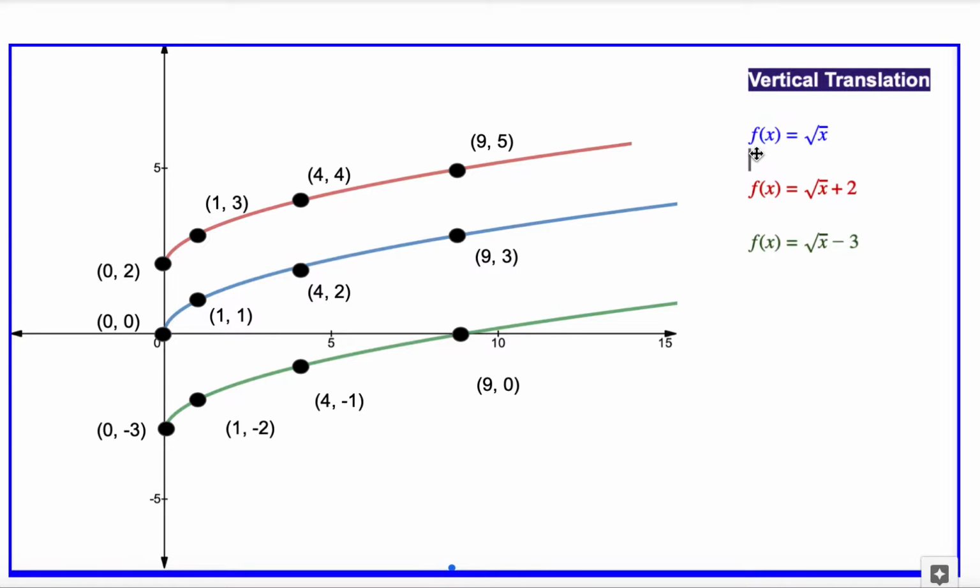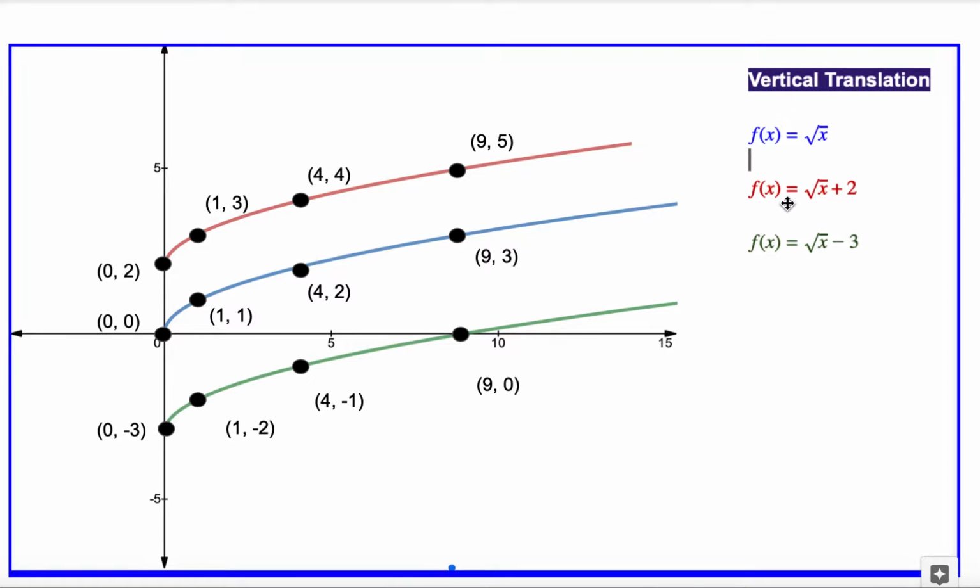We have three functions here. The parent function f of x is square root of x. Let me call this the blue function because it has a blue color, and a red function because of the red color, f of x is a square root of x plus 2. And the green function, f of x is a square root of x minus 3. So the parent function we already graphed in the other video, which is the graph here, the blue function.